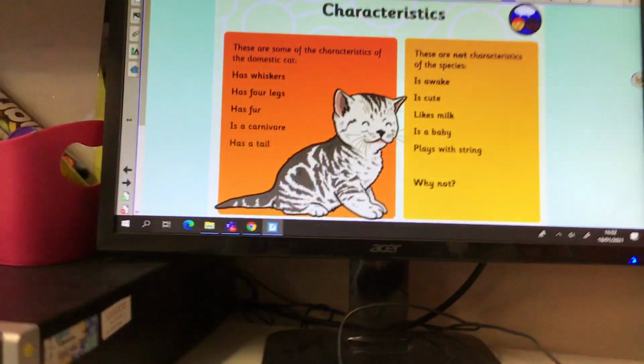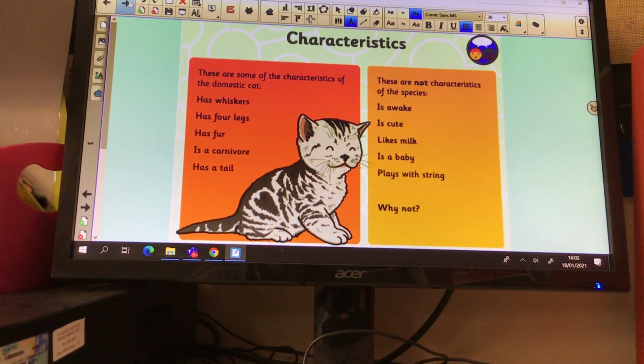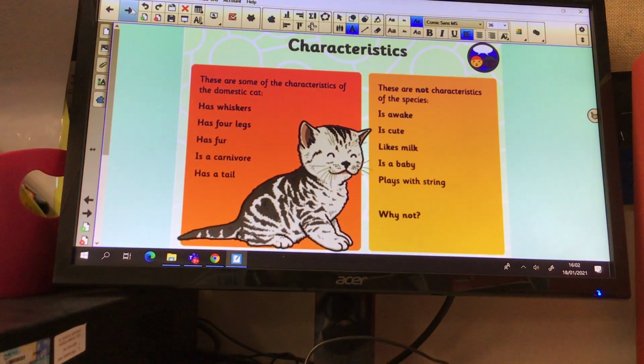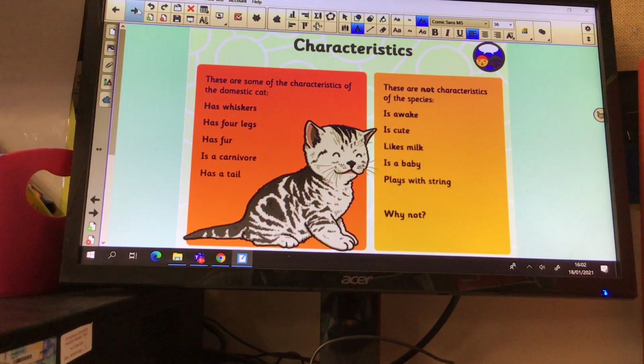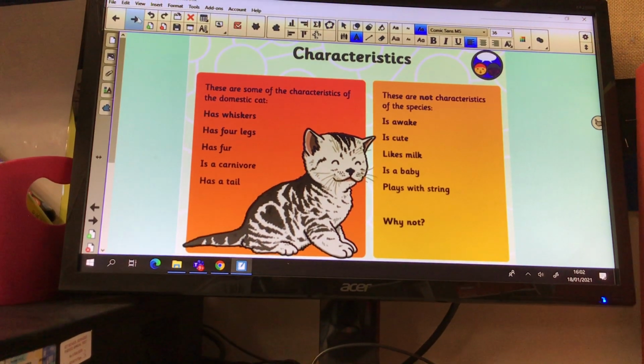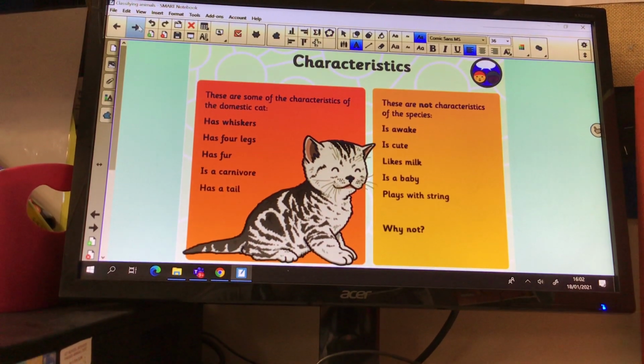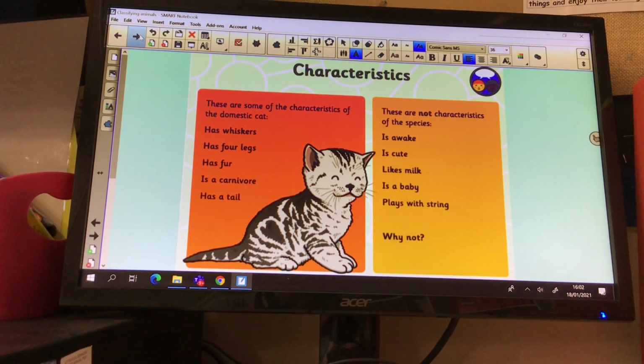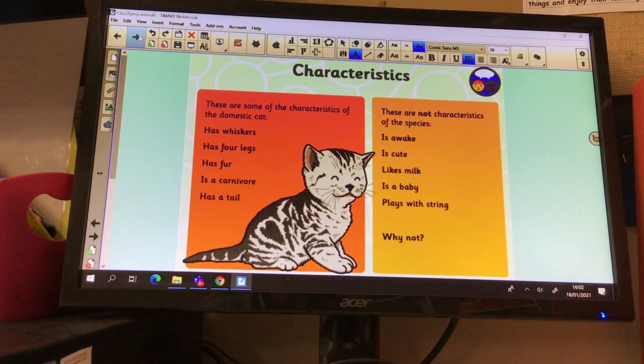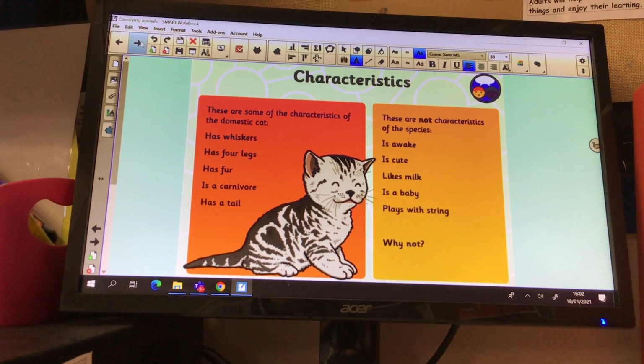Okay, let's have a little look. So some of the characteristics of domestic cats: has whiskers, has 4 legs, has fur, is a carnivore, and has a tail. And these are not characteristics of the species: is awake, is cute, likes milk, is a baby, plays with string. Okay, why not have a little think about that?